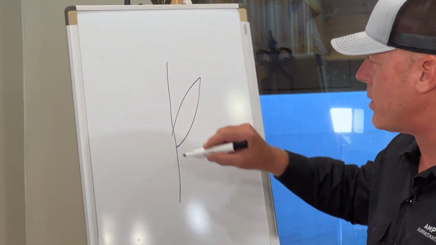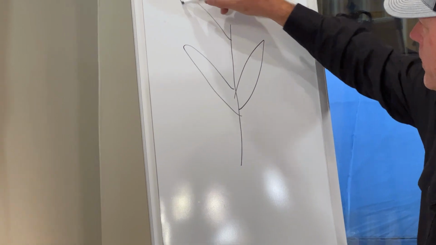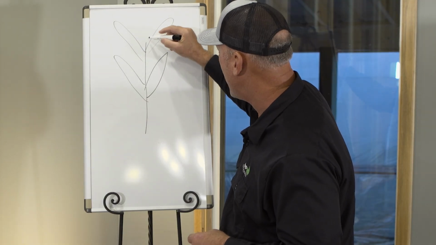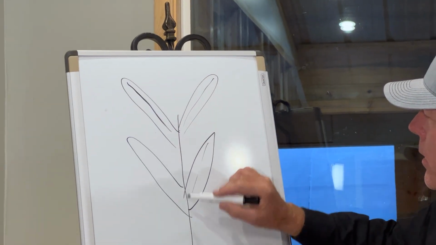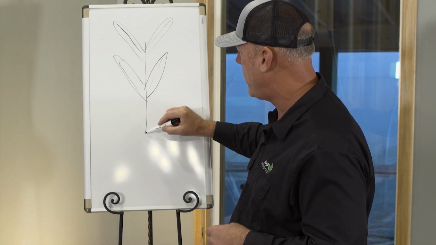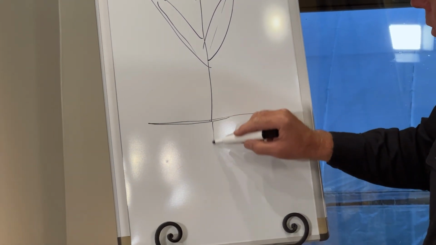Let's just say this is a soybean plant. Okay, so we have our leaves, we have our meristem, we have our main stem, we have our soil, and then we have our root system.